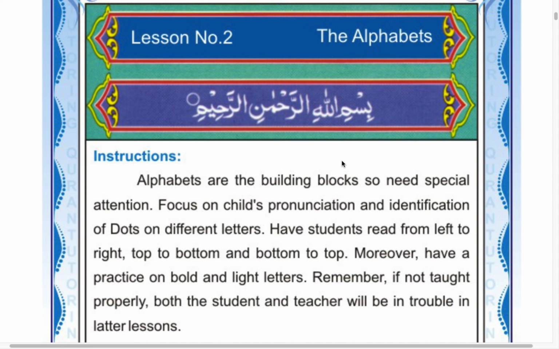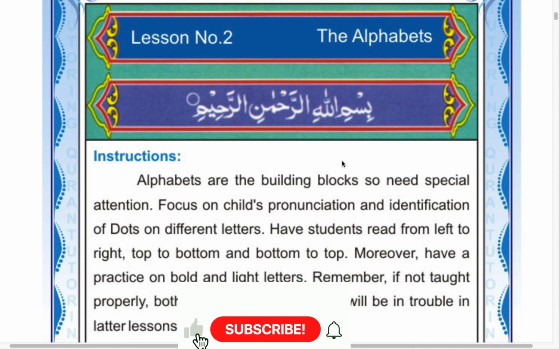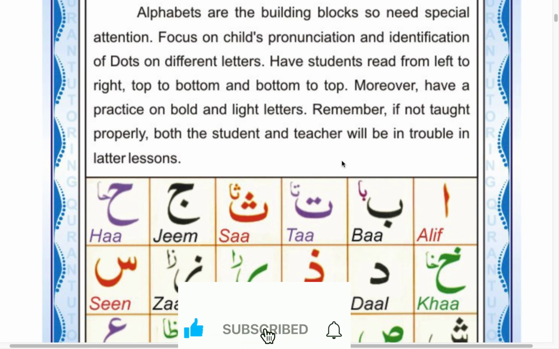Bismillahirrahmanirrahim. Assalamu alaikum. Today's lesson is about the alphabets. So now let's start today's lesson.